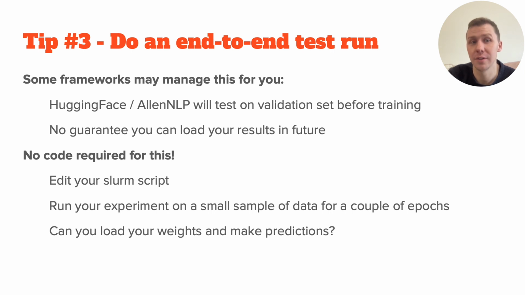You can use this to identify if your loss is converging, and whether you can make predictions with the weights that you save. I'd recommend having this as part of the same Slurm script you run your experiments with. That way, you won't forget to test when you update your code.